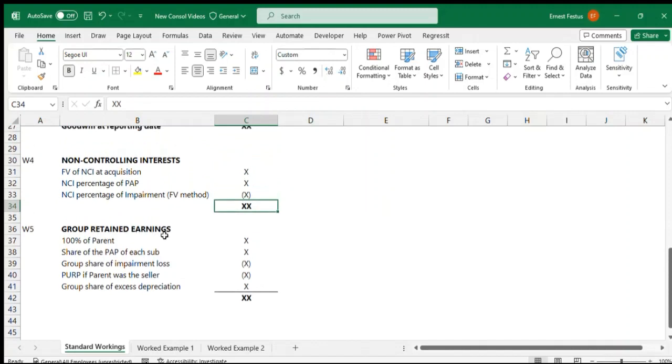And then the last working is the group retained earnings. So we begin by taking 100% of the parent's retained earnings, and then we add the share of the post-acquisition profit of each subsidiary that the parent controls. We also take the group's share of any impairment loss, and then we have the provision for unrealized profits if the parent is the one who sold to the subsidiary.